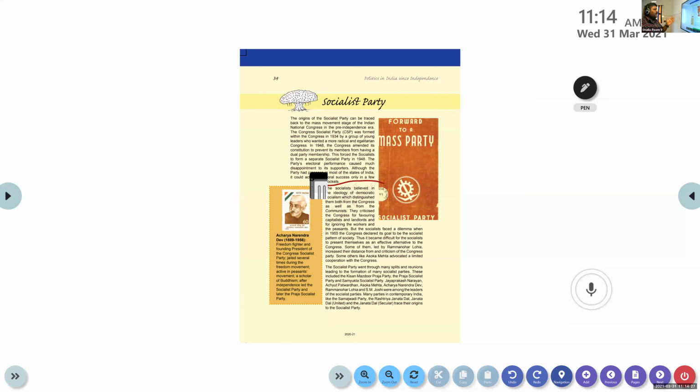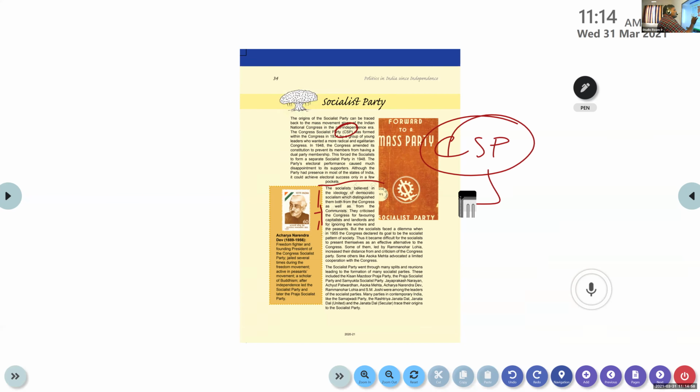Just observe it clearly here. Socialists believed in the ideology of democratic socialism, which is distinguished both from Congress as well as from the communists. So socialists believed in an ideology that is separated from Congress and communists. They criticized the Congress for favoring capitalists and landlords and for ignoring the workers and the peasants. So the Socialist Party, or CSP, is against the Congress Party's program.